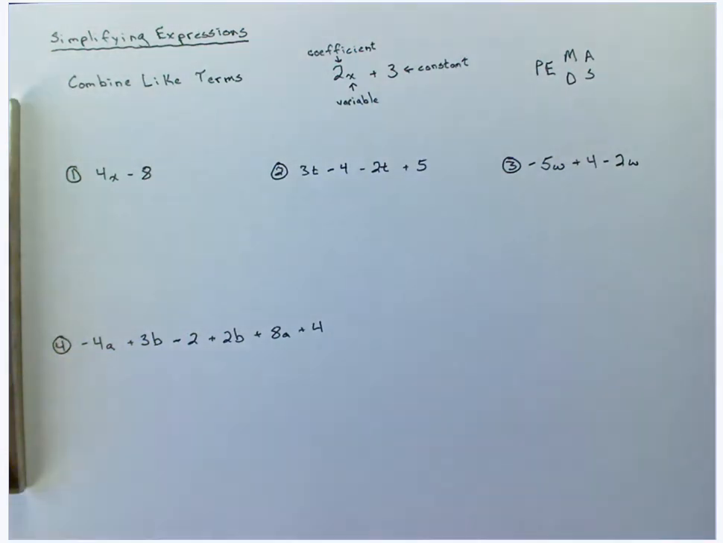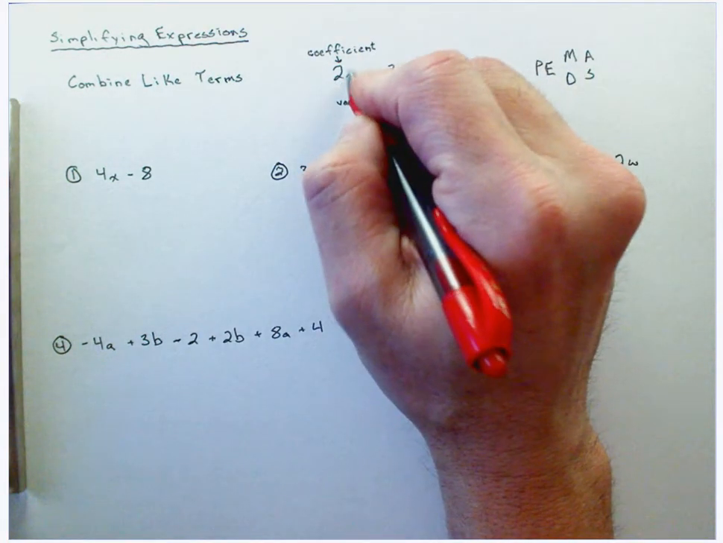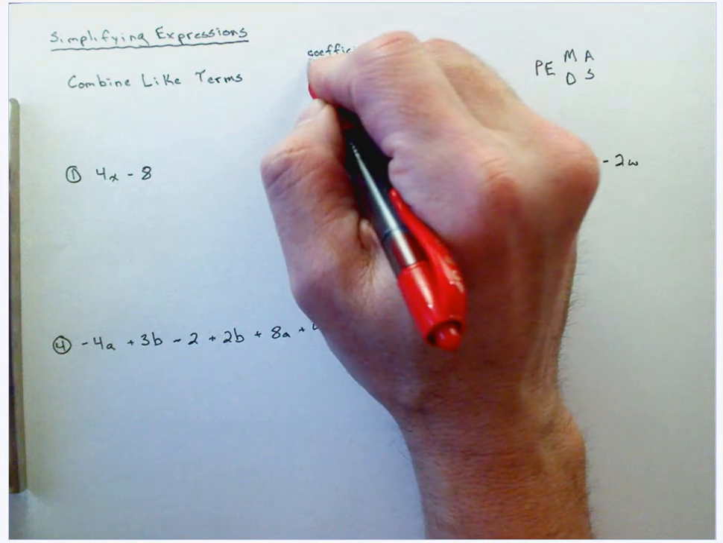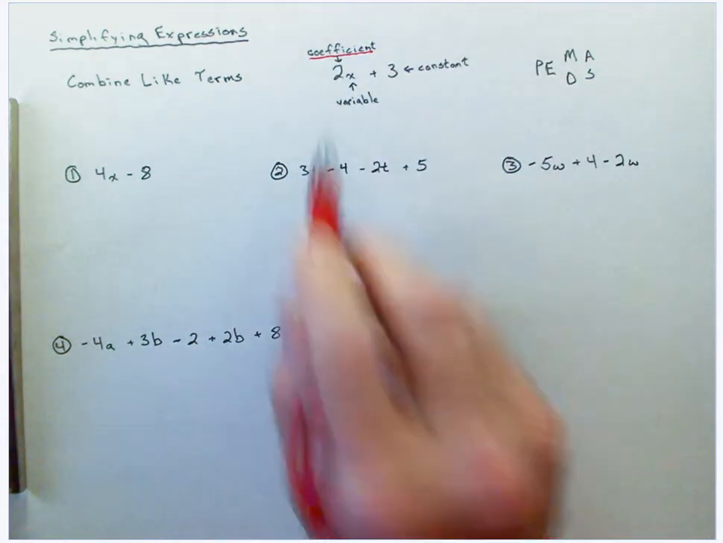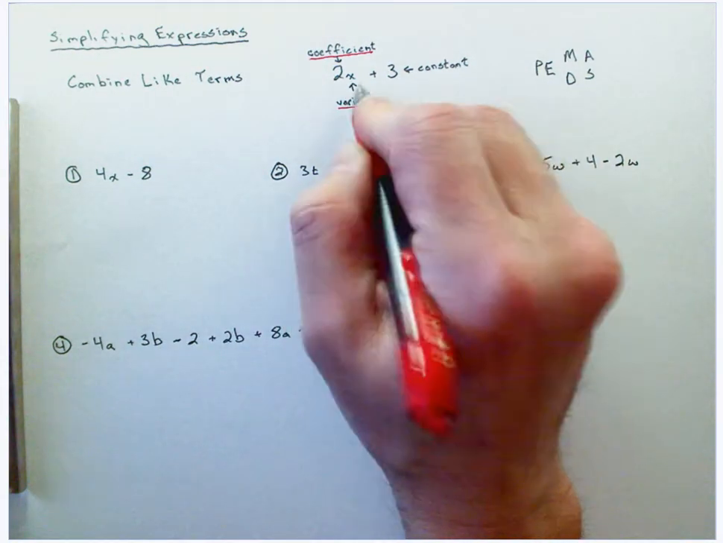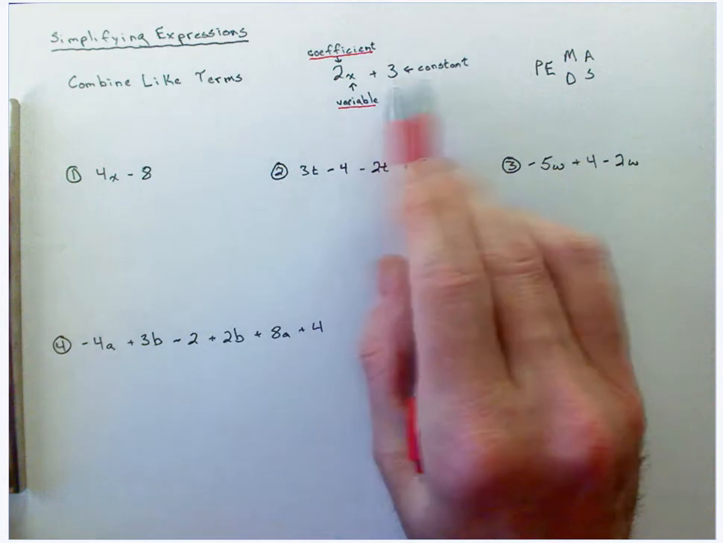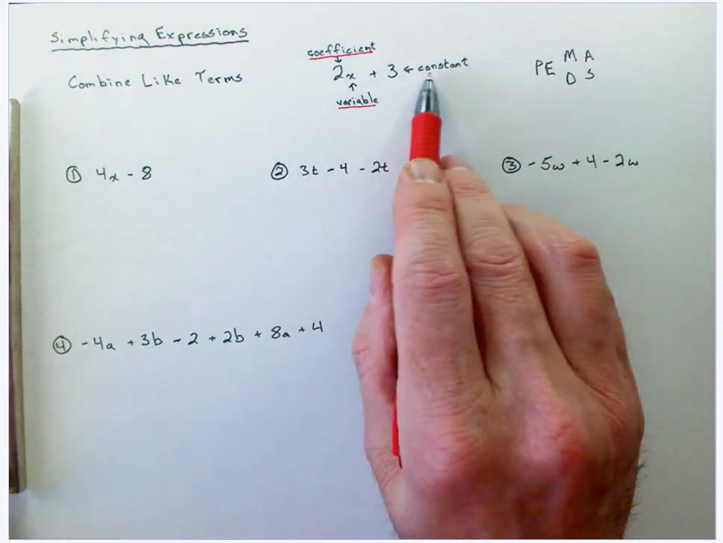Hey guys, we're going to talk about simplifying expressions again, and with this, we're going to talk about combining like terms. And again, some terminology that we need to know. This right here is a term, 2x. The coefficient is the number. The variable is the letter. Whenever a number and a letter are touching, so the coefficient and the variable are right next to each other, that indicates multiplication is occurring. A number by itself with no variable is known as a constant.